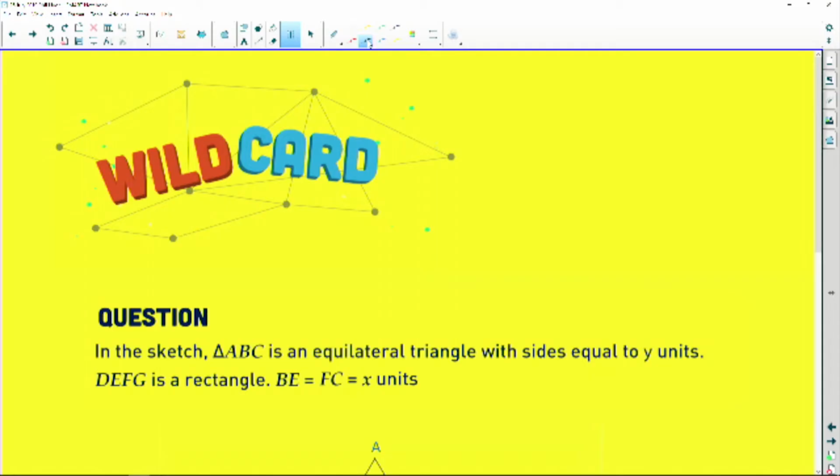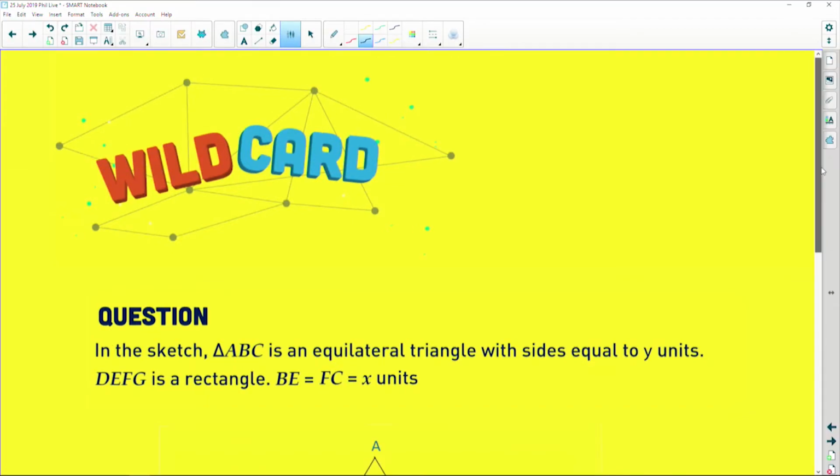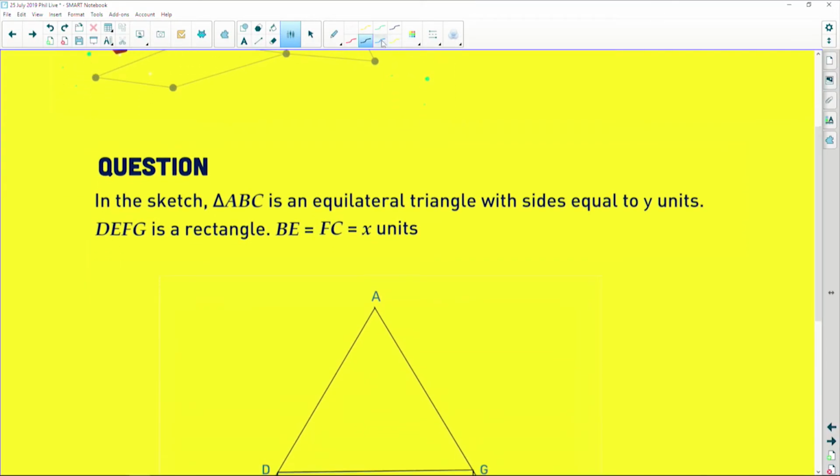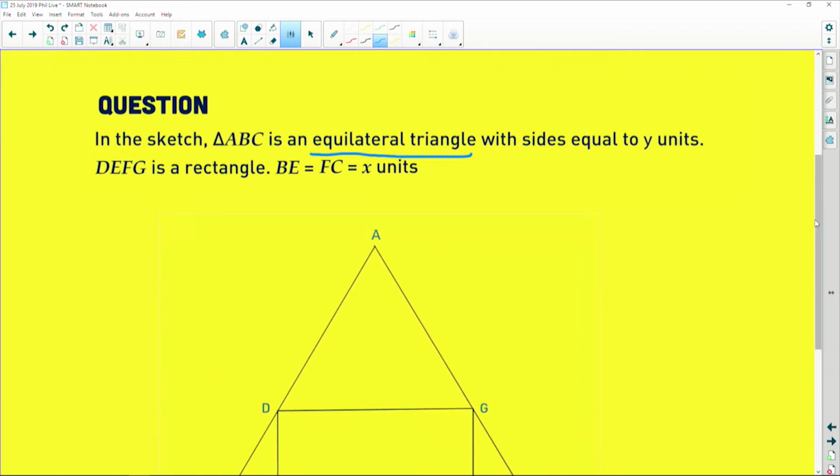It says, in the sketch, triangle ABC is an equilateral triangle, okay? That is very important because equilateral triangles have their own characteristics. It says with sides equal to y units. Now remember, equilateral triangles have all sides equal and all interior angles are 60 degrees. Angles of a triangle add to 180, so all three of them are 60 degrees.